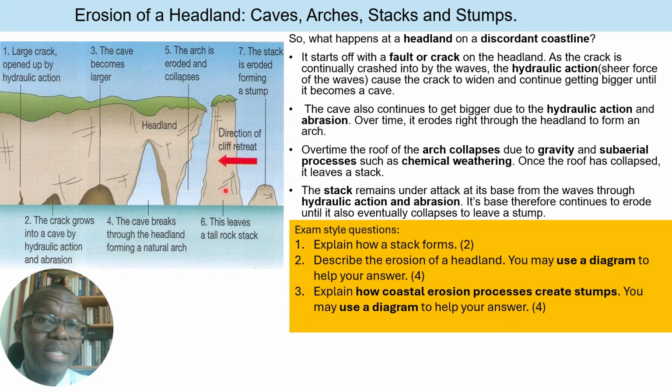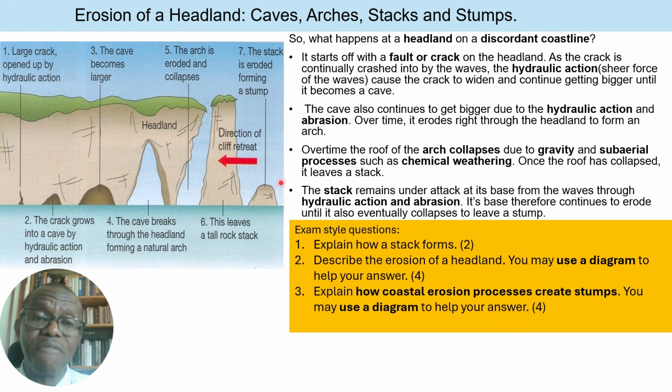That freestanding stack is still going to be exposed to erosion and is likely to be attacked by the waves at the bottom here. Now, as those waves continue to act on the bottom here of the stack through hydraulic action again and through abrasion, that stack is going to be eroded all the way down, and what you're going to end up with is a stump.